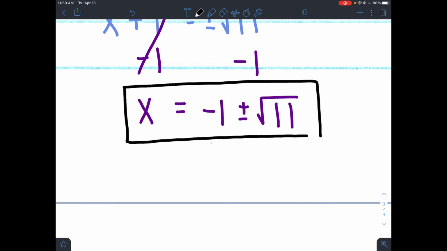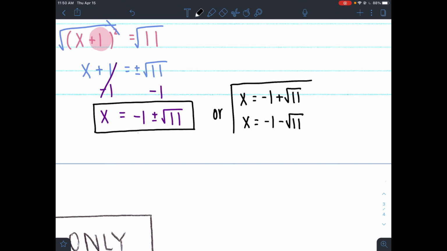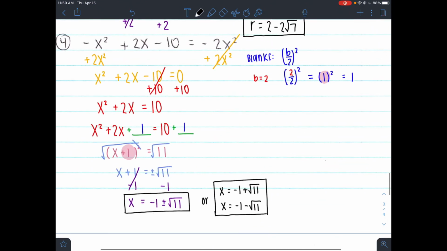So this one wasn't too bad. If you had to simplify, then obviously there's a little bit more work. But if there is no simplifying necessary, then you are finished. You can also write your answer like this as well. So I'll go ahead and write it both ways for you. All right, so that is the on-level section.